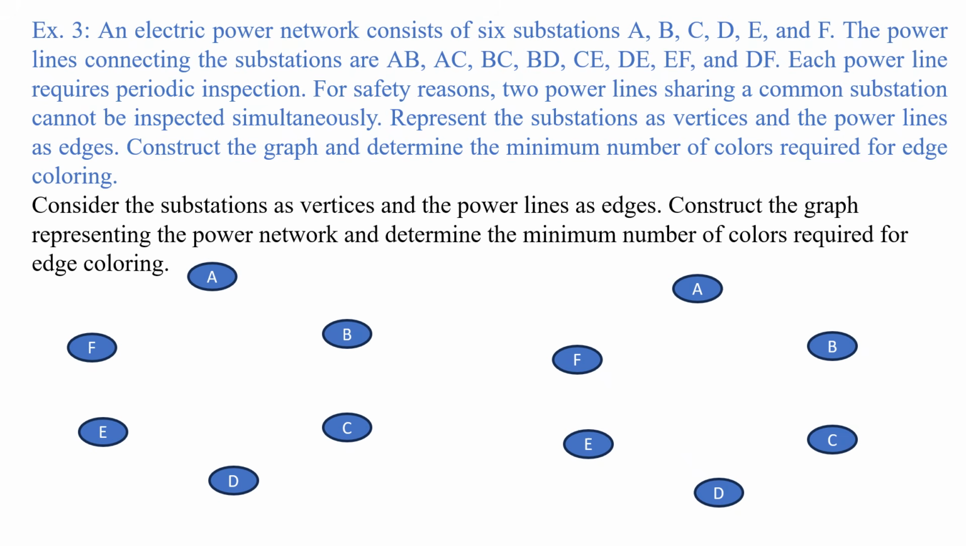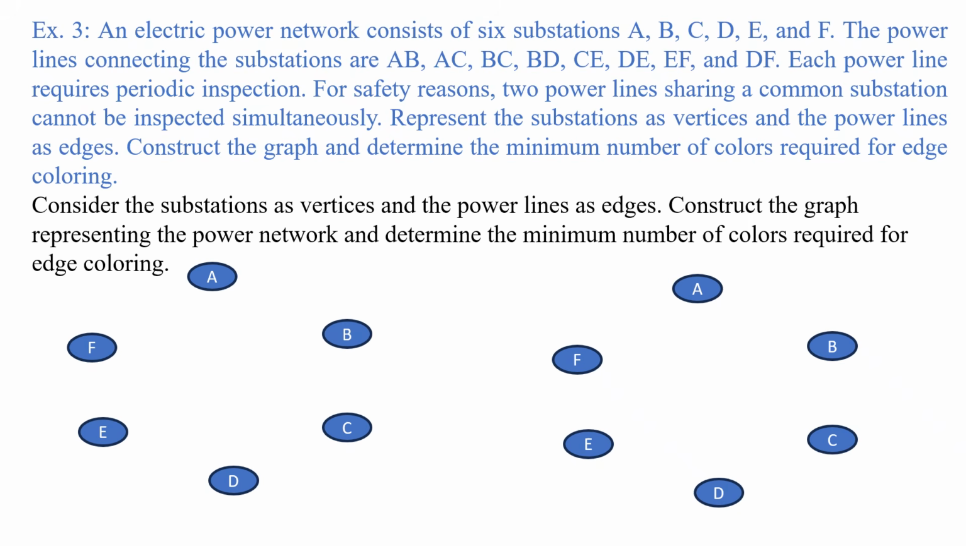The next example. An electric power network consists of 6 substations A, B, C, D, E, F. The power lines connecting the substations are given as AB, AC, BC, BD, CE, DE, EF and DF. Each power line requires periodic inspection. For safety reasons, two power lines sharing a common substation cannot be inspected simultaneously. Represent the substations as vertices and the power lines as edges. Construct the graph and determine the minimum number of colors required for edge coloring.